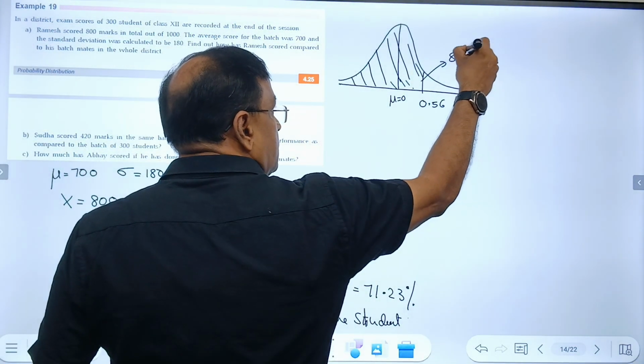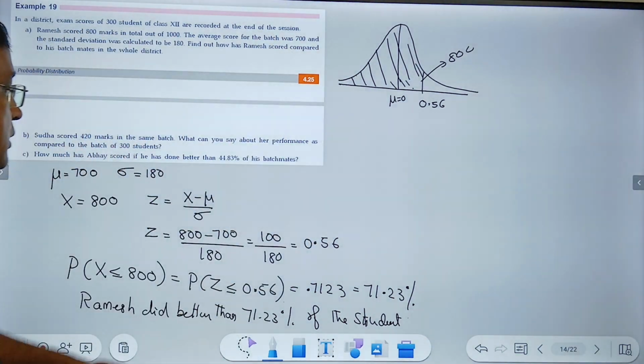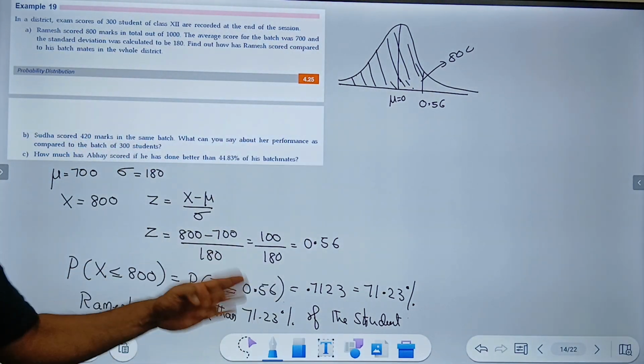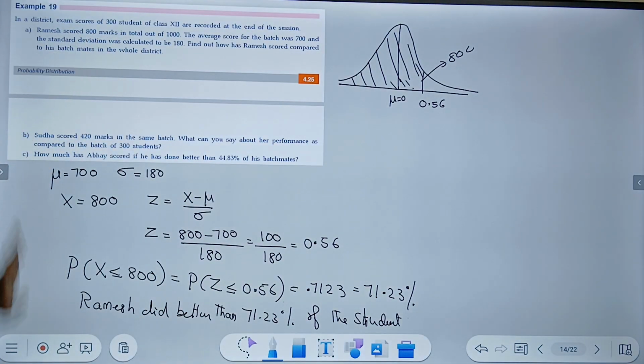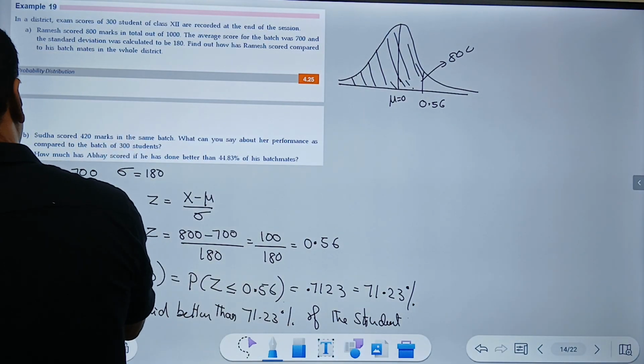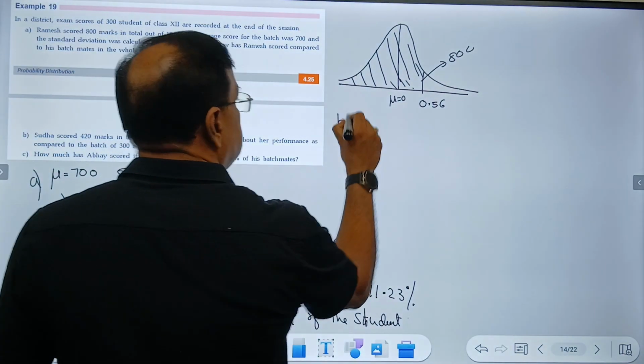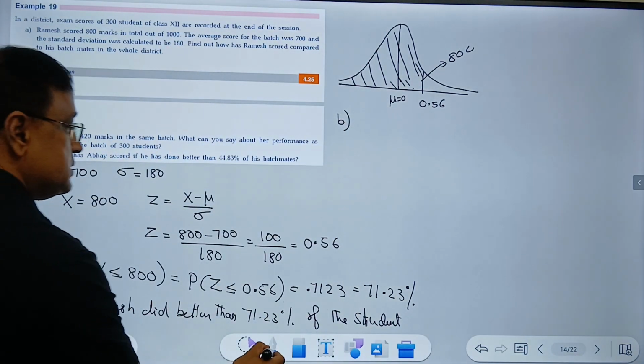Well, you scored 800. So all the other students are below that. So you did better than 71.23% of students. Okay. Because Ramesh is here, he has scored exactly 800. Now this is subdivision A. This is subdivision B. Let's see subdivision B. What happens?